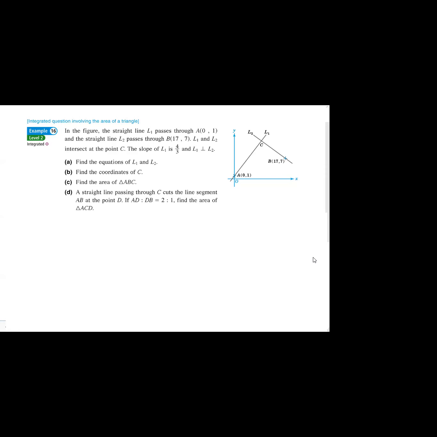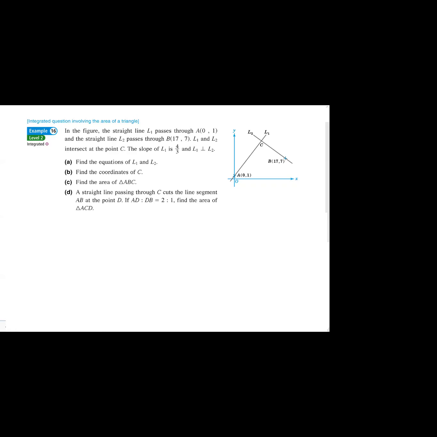We are going to check which information is described in the question but not marked on the diagram. Straight line L1 passes through point A. It is already marked very clearly on the diagram, so we may just ignore this sentence. The straight line L2 passes through point B. It is also clearly marked on the diagram, so we may also ignore this sentence. And then L1 and L2 intersect at point C. It is also very clearly marked on the diagram, so we may ignore this sentence.